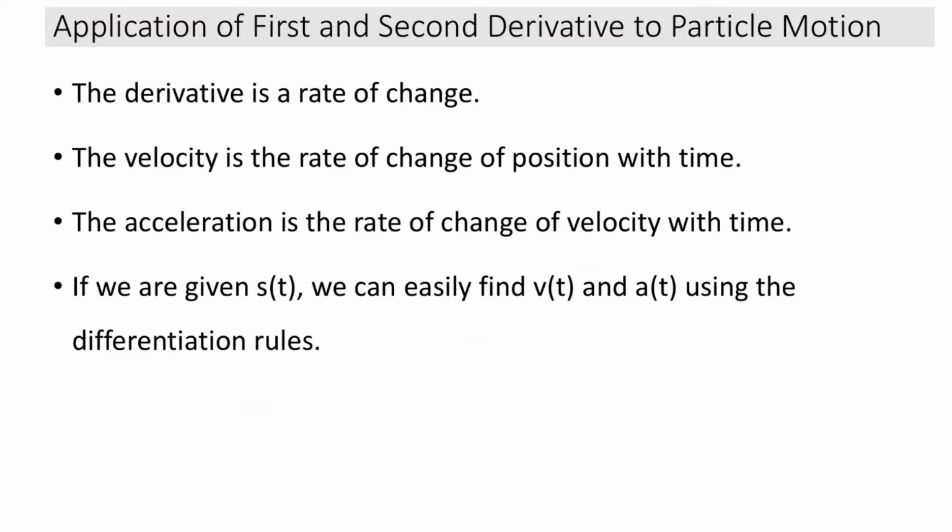First, let's review some things that we already know about the first and second derivative and how they relate to particle motion. So first of all, we know that the derivative is a rate of change. We also have learned that the velocity is the rate of change of position with time. We also know that the acceleration is the rate of change of velocity with time. So if we're given the position function s of t, we can easily find v of t and a of t using the differentiation rules that we now know how to use. So we'll mainly be using the power rule in the functions in this section here.